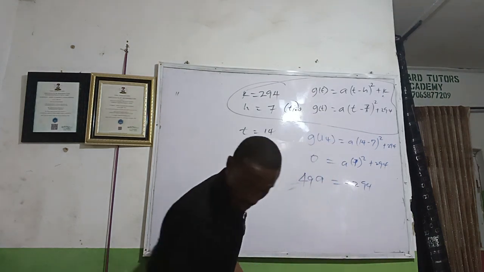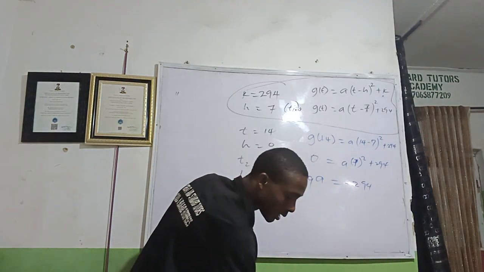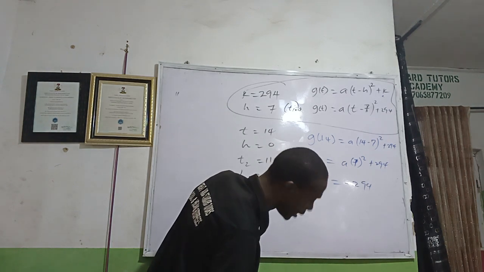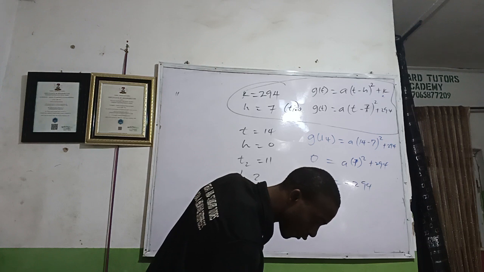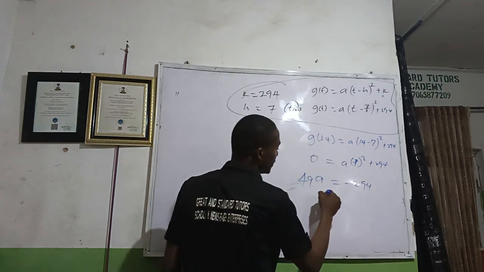So let's quickly do that. I think this is faster than the first one. We can do it quickly now. Negative 294 divided by 49, and that gives us a equal to minus 6.